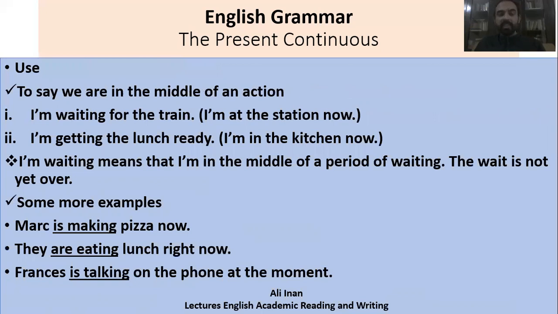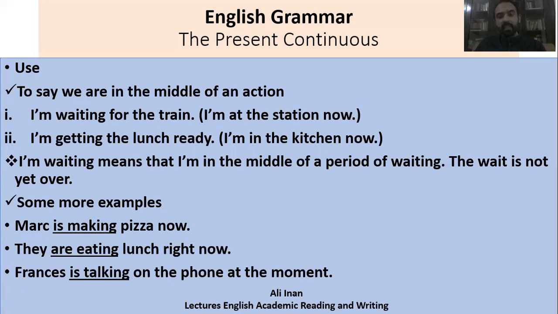Now we come to the detailed discussion of the usage of the present continuous tense. To say we are in the middle of an action, which is the first usage. For example, I'm waiting for the train. It means I am at the station now. I'm getting the lunch ready. It means that I'm in the kitchen now. So we are in the middle of an action.